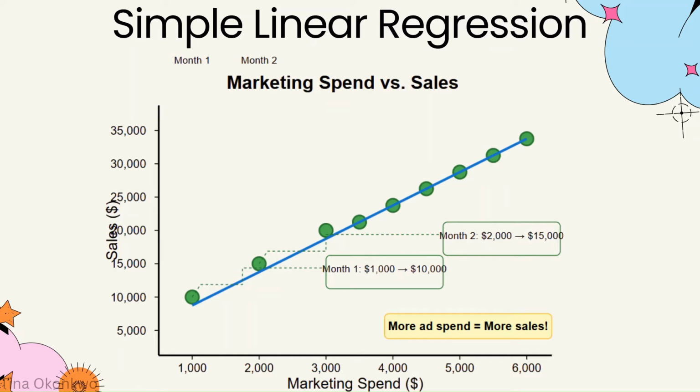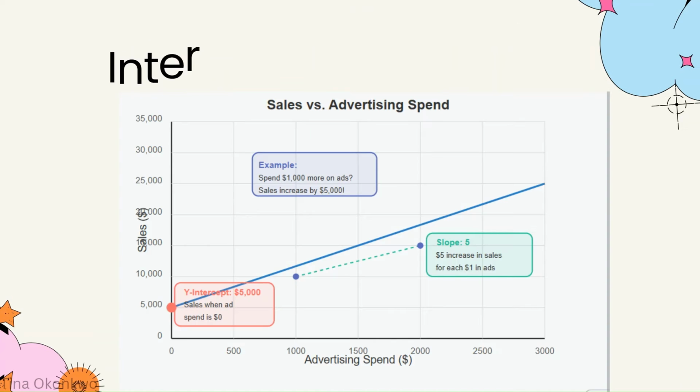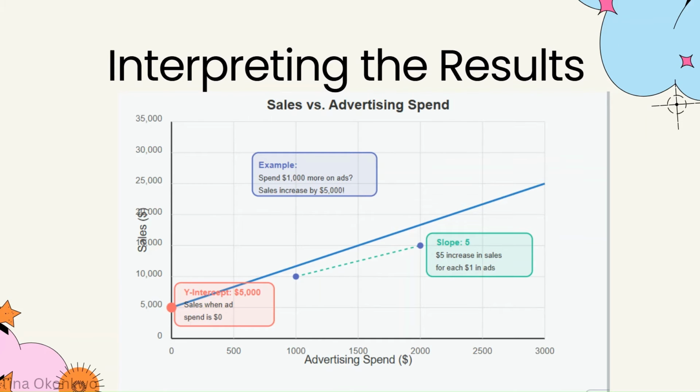What this equation is telling you is that no matter what, you start with $5,000 in sales, that is your base. And for every dollar spent on ads, you get an additional $5 in sales. This is the slope of the line. So, how do we interpret this result? The intercept is where the line crosses the y-axis. Basically, your sales when no money is spent on advertising. In our case, it's 5,000. The slope tells us how much sales will increase for every extra dollar you spend. So if you spend $1,000 more on ads, your sales will increase by $5,000. 1,000 times 5. Simple, right?